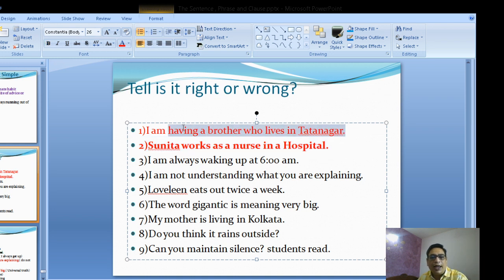Sunita works as a nurse in a hospital. So write down, it's right or wrong. You just write the question number and then write the answer. Sunita works as a nurse in a hospital. So if you have to tell right, type over there 2 correct. And if you're telling wrong, write 2 and the corrected form.